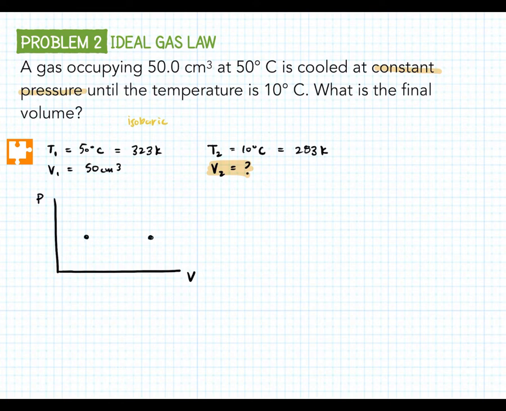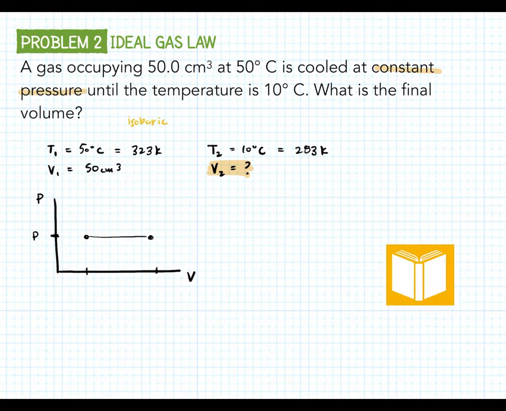So if these are our 2 points, we're going to have some sort of connecting line here. All right, actually, let me draw that better. But we don't necessarily know which way it's going to go. So we know the pressure stays the same, but we know the volume. So one of these is V1, one of these is V2, and the temperature change.